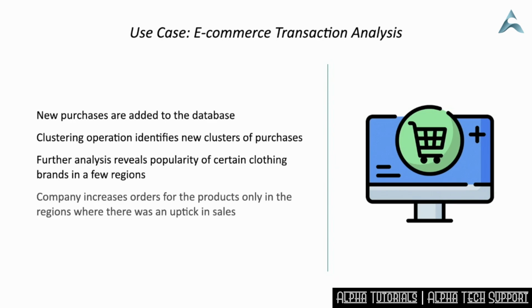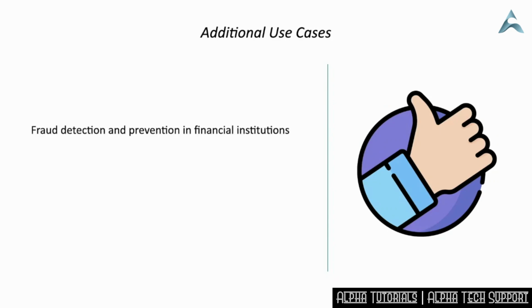Based on this information, a company may decide to procure more of the products corresponding to those brands in the regions where they are very popular, while not changing anything in the other regions. Beyond that, there are several other use cases for Teradata Vantage as well.